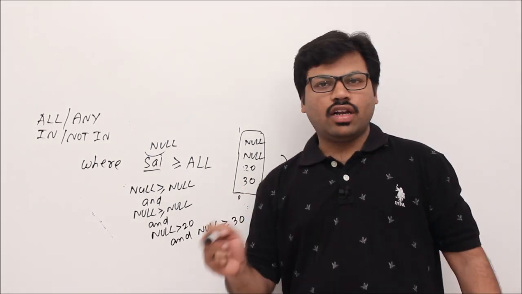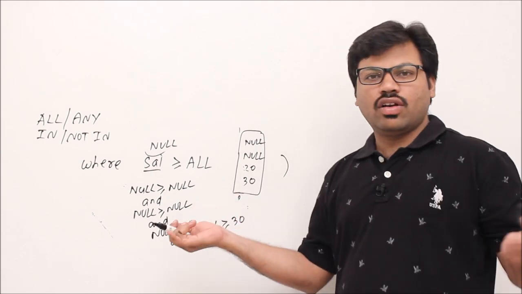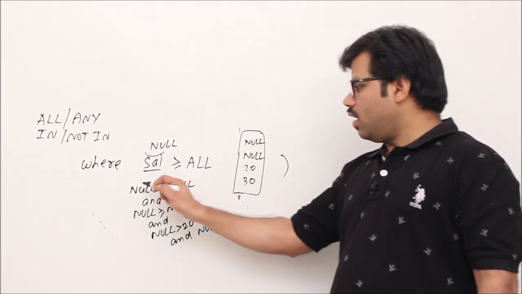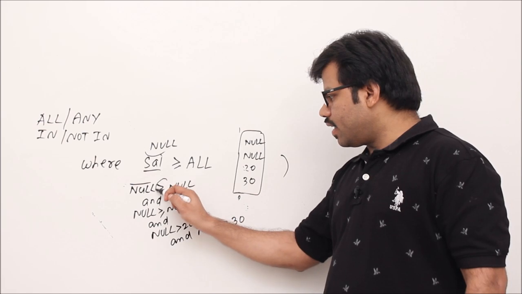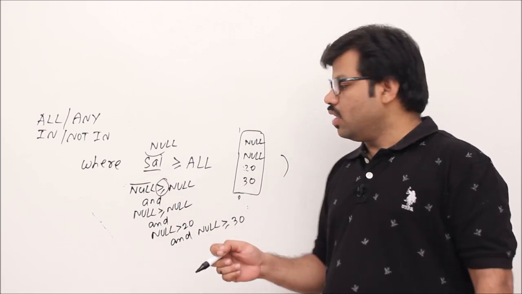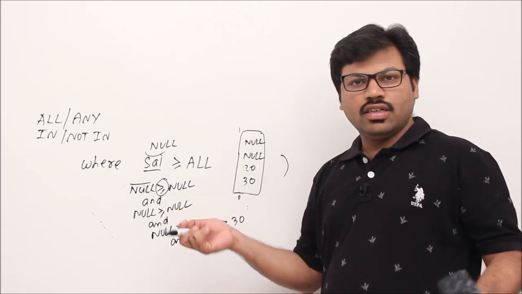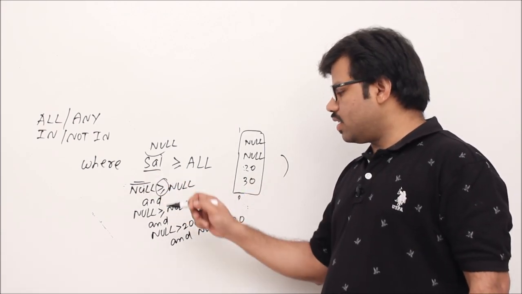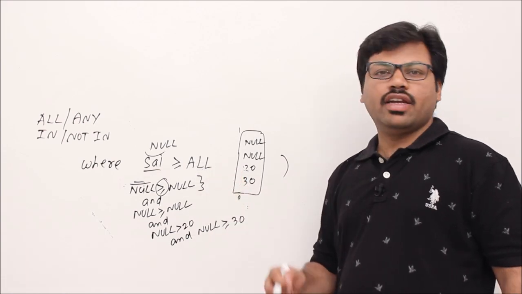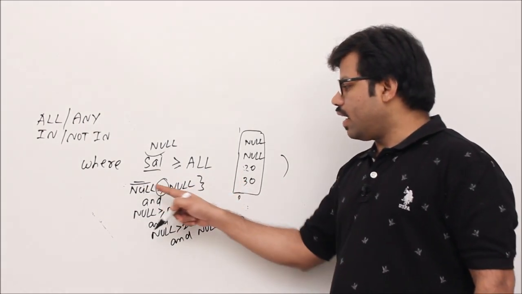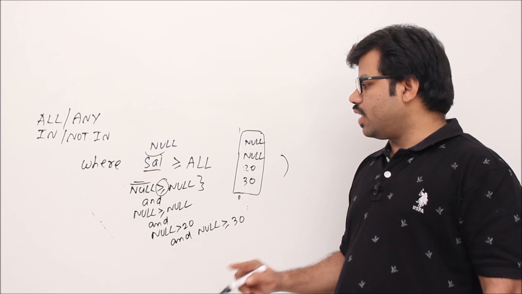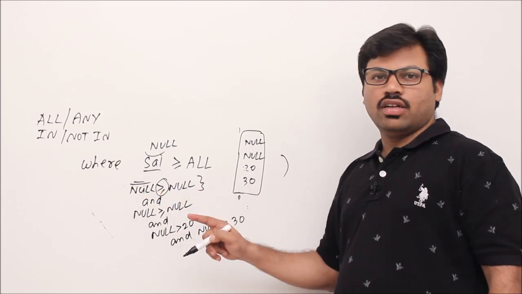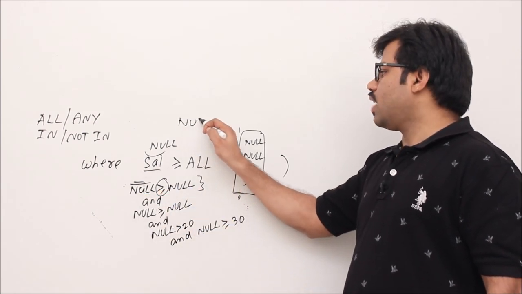Null greater than or equal to null. It looks like, sir, null greater than or equal to null is true. No. Already I told you, when there is a greater than or equal to operator, any relational operator, and there is one null element in that comparison, that will always be evaluated to unknown. So null greater than or equal to null is unknown. Don't say, sir, null is equal to null. Even null equal to null is actually unknown.